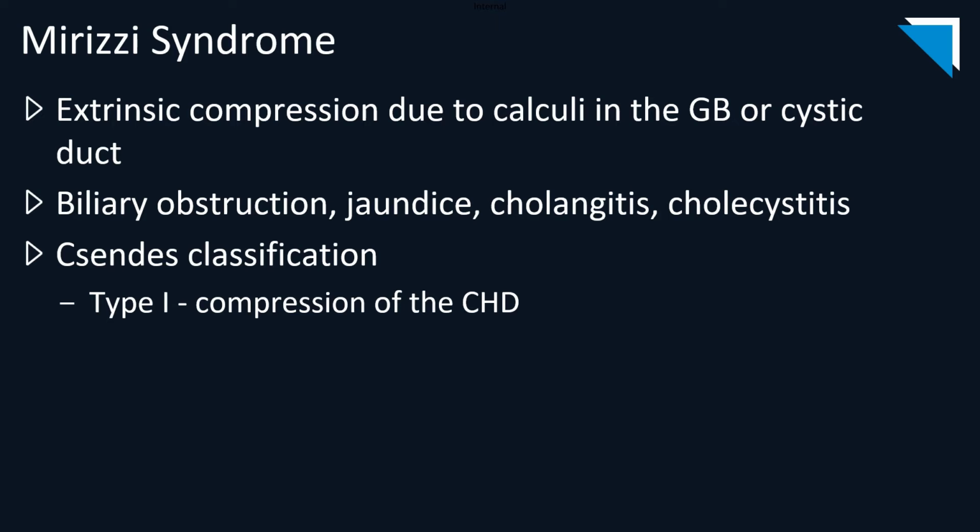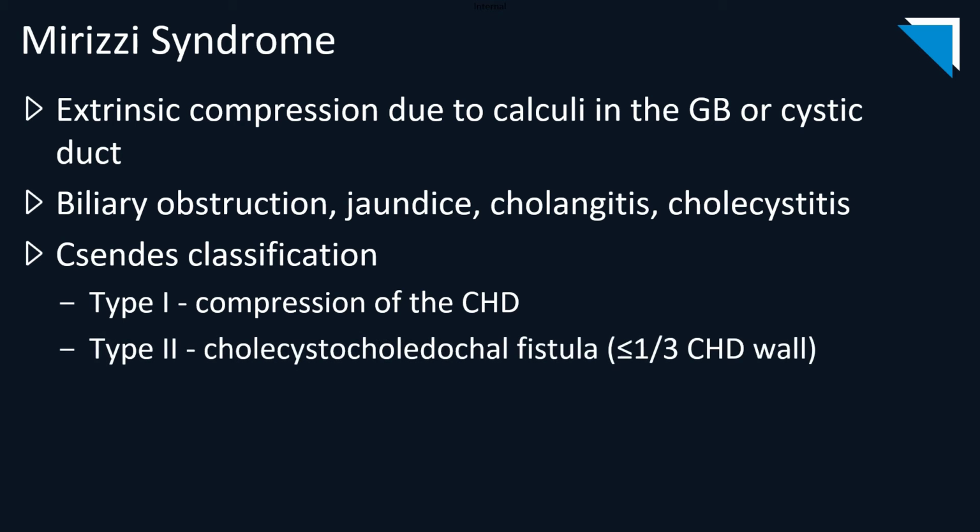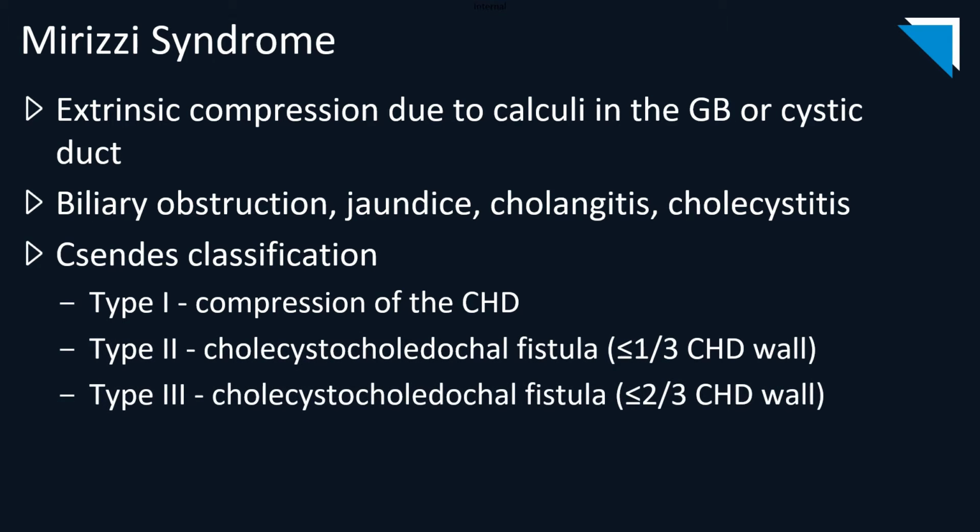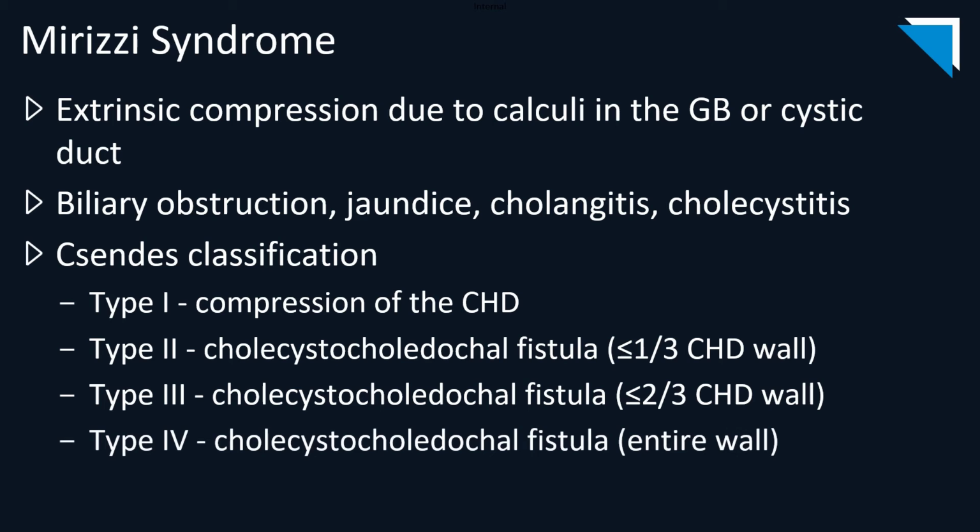Type 1 involves simple compression of the extrahepatic biliary tree. There are subtypes here, but I won't get into those in this lecture. Types 2, 3, and 4 involve various degrees of cholecystocholedochal fistulae, with type 2 involving a third of the circumference of the common hepatic duct wall, type 3 involving 2/3 of the circumference, and type 4 involving the entire circumference of the common hepatic duct wall.